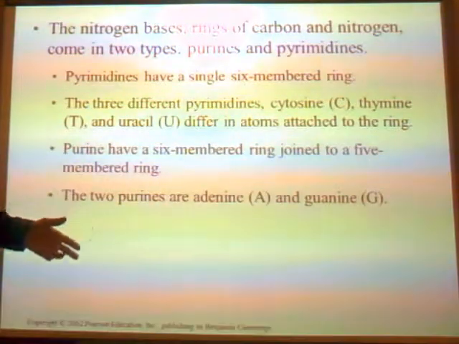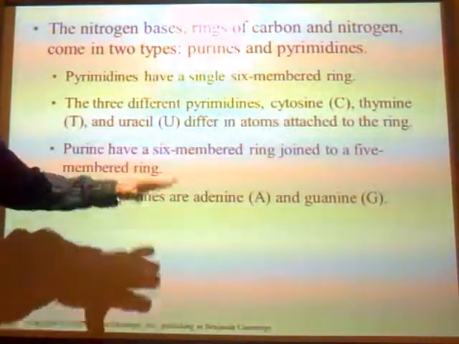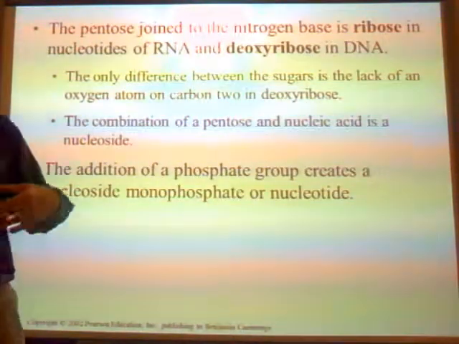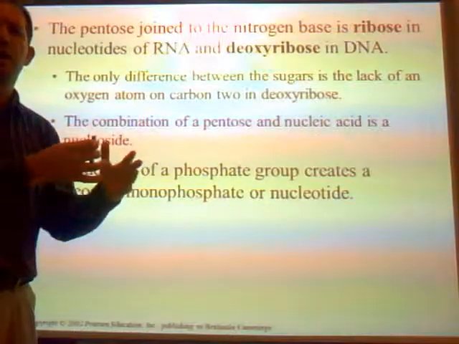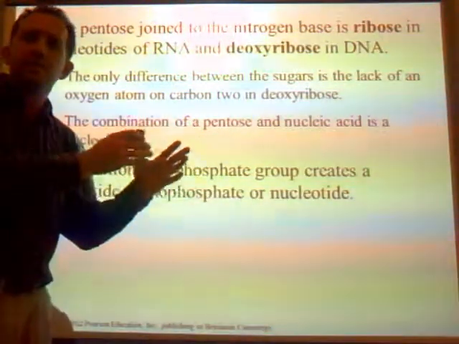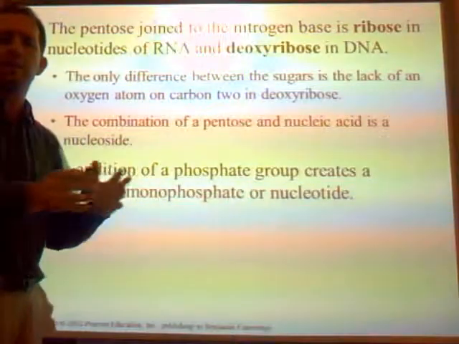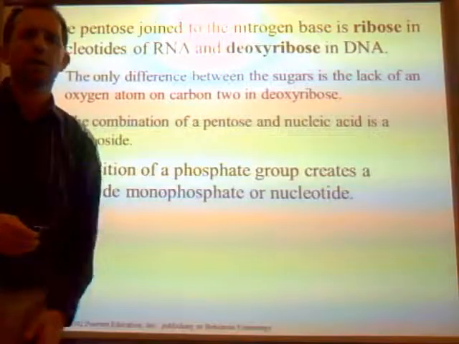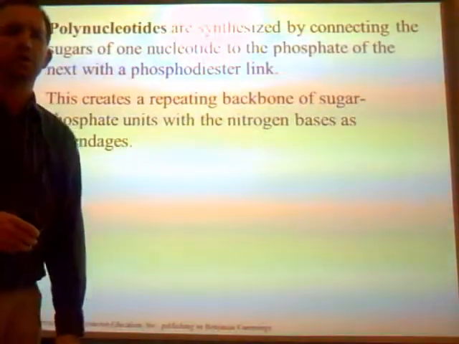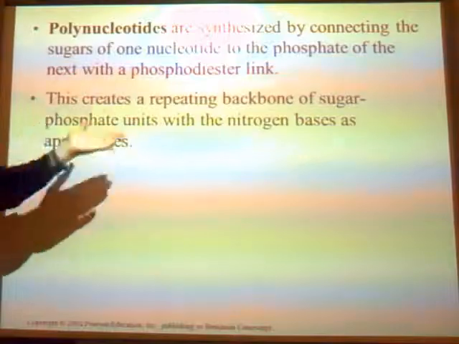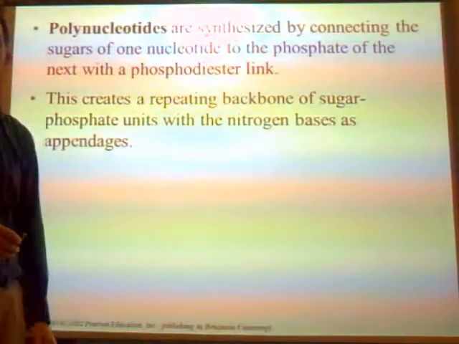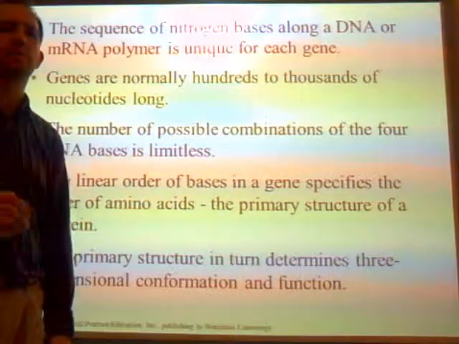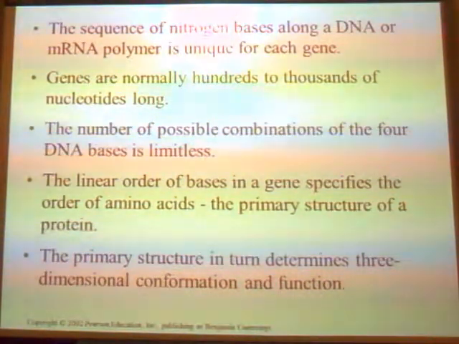The nitrogen bases are again going to come in these two varieties, pyrimidines and purines, and they're going to be unique to the individual sugars. And we'll talk about that here in just a minute. Hopefully that's not too confusing, but we'll talk about that in just a moment. So we have our polynucleotides as our repeating backbone, and these backbones will lead to our two different types of nucleic acids.